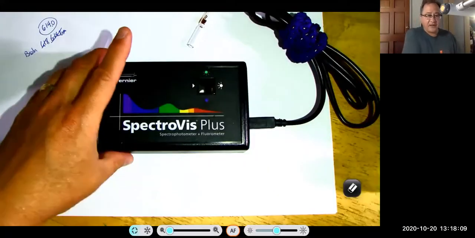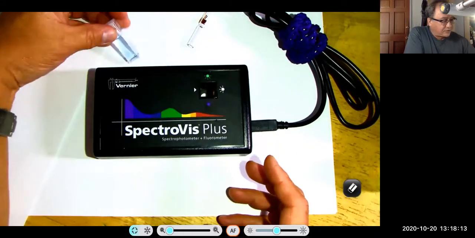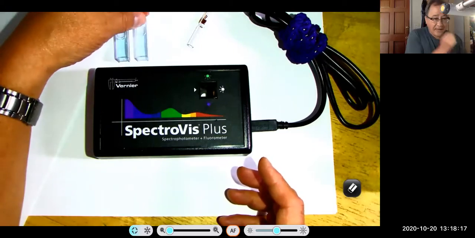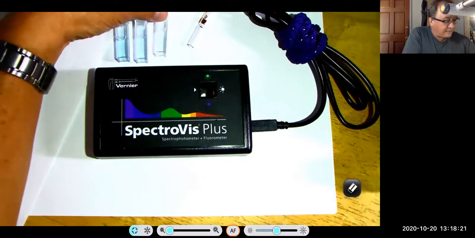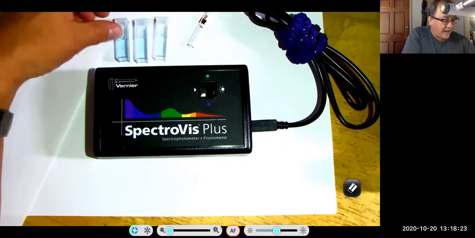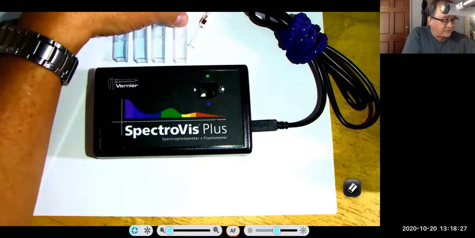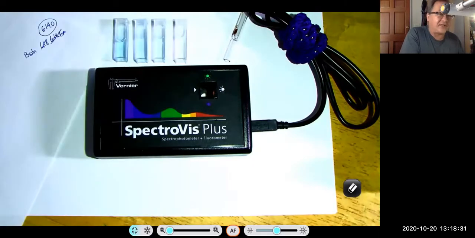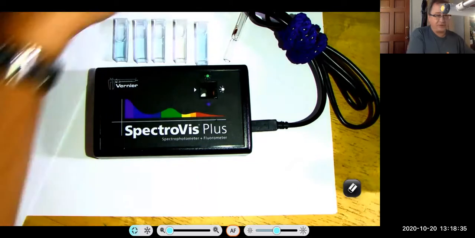So here's my SpectroViz. Here's the original blue solution. Here's the solution that has half the concentration. Here's the solution that has half the concentration of the half concentration. And here is the solution that is the same pH as the other solutions. And here's the unknown solution.